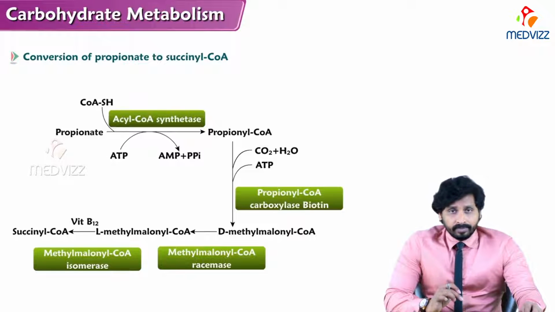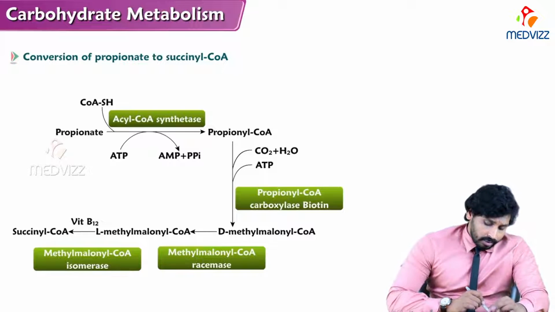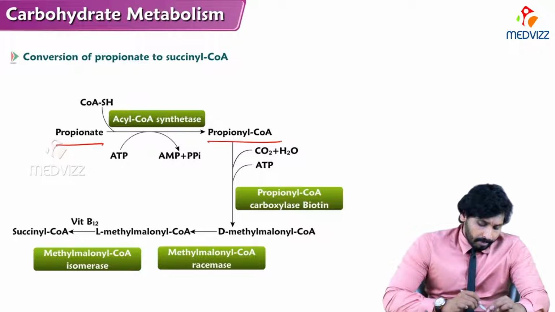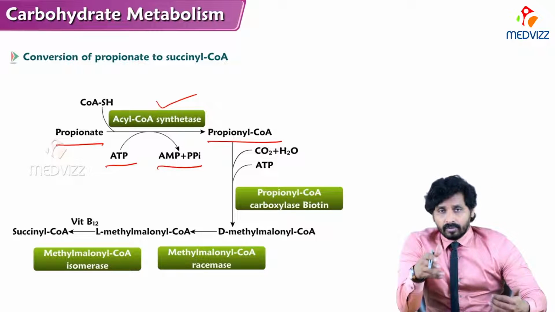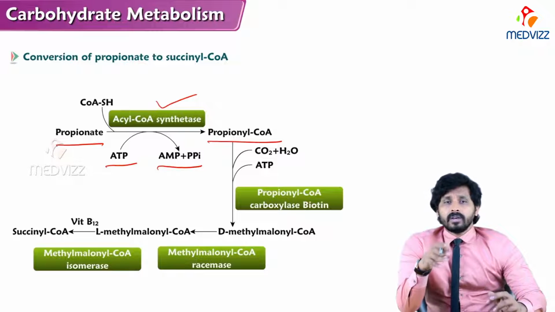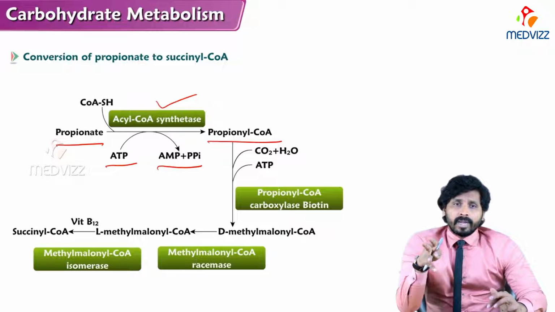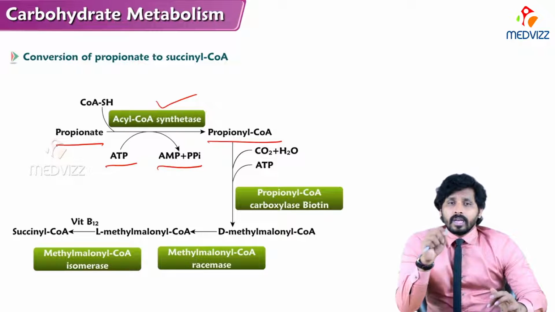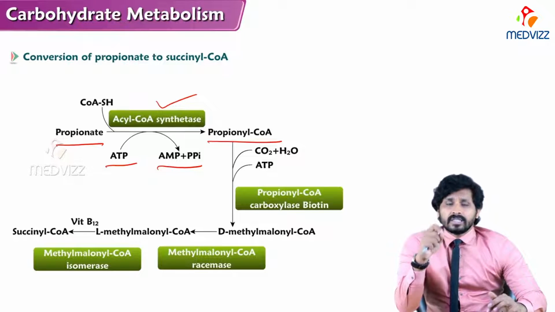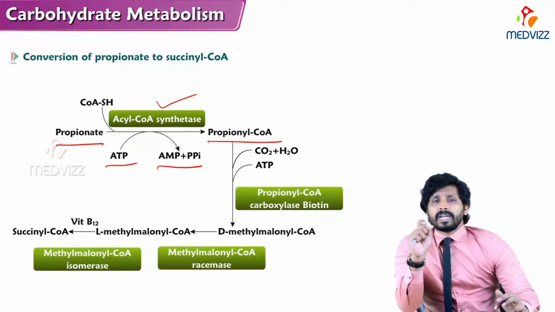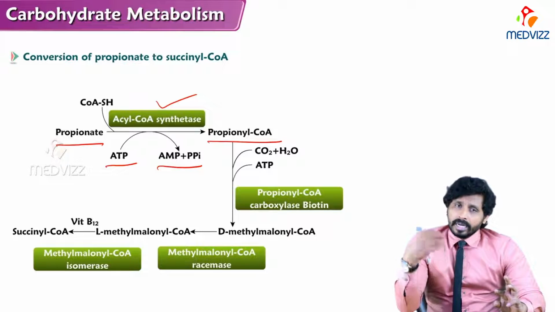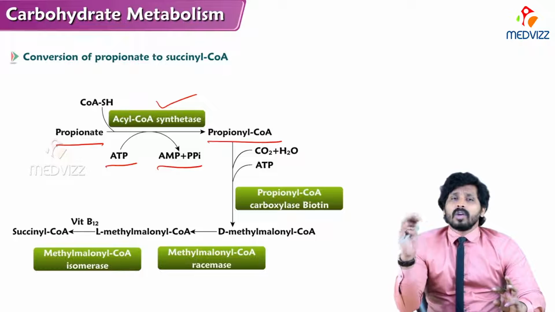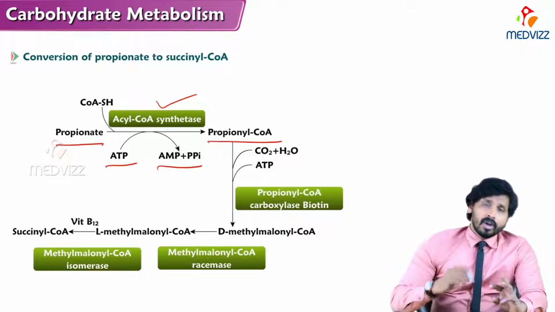First we will see them one by one: conversion of propionate to succinyl-CoA. Propionate is converted to propionyl-CoA by the enzyme acyl-CoA synthetase, where ATP is converted into AMP plus PPi. You might have a doubt: ATP should form ADP, so how come AMP plus PPi? Here two phosphate groups are removed from ATP to form AMP. The removal of one phosphate from ATP gives 7.2 kilocalories, and one more phosphate removal gives another 7.2 kilocalories, a total of 14.4 kilocalories, which is used in making propionyl-CoA.